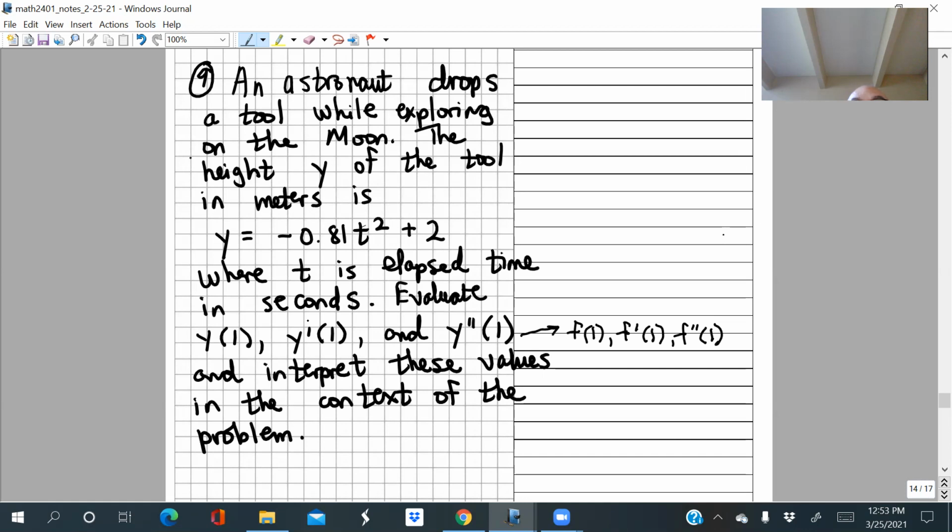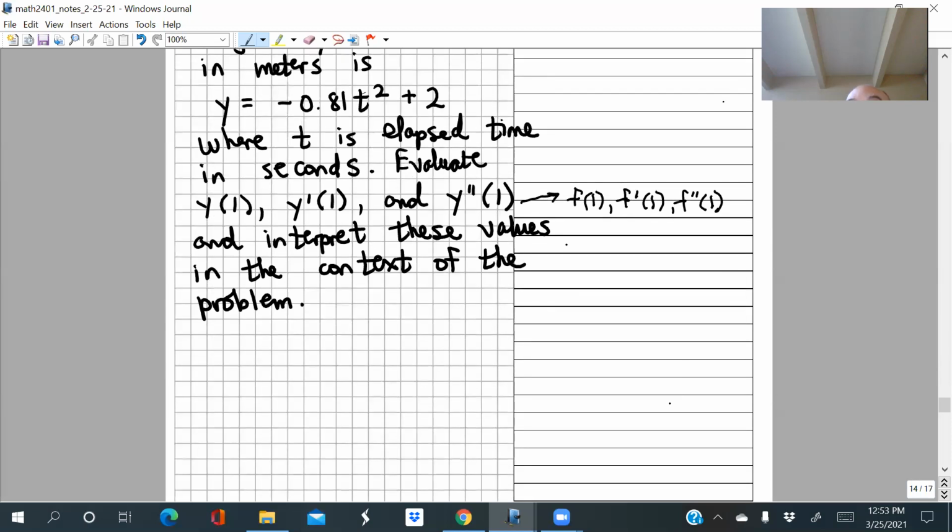Okay, so all we want to do is evaluate y of 1, and then y prime of 1. So the first derivative evaluated at 1, and then the second derivative also evaluated at 1. So that's pretty easy, right? That's just a matter of computing the first and the second derivatives. The hard part here is trying to interpret these values. The values are also not difficult to interpret except for the last one, the second derivative. What does the second derivative mean?